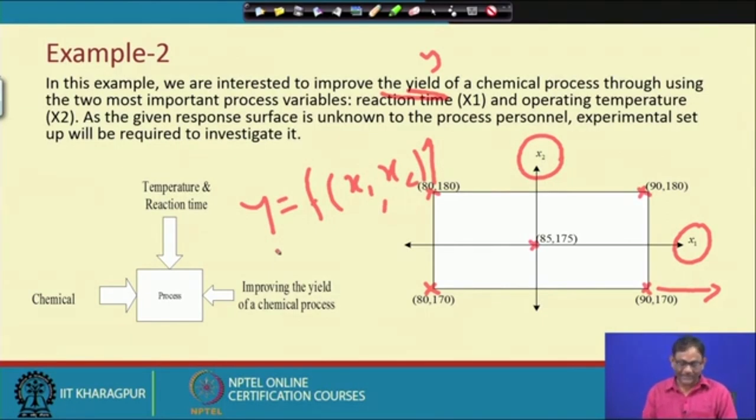You may also be interested that there are some other variables which are not considered here. They may be acting as noise variables, so their effect can be partialled out. In that case you may go for robust design.